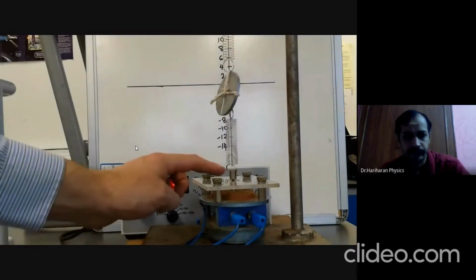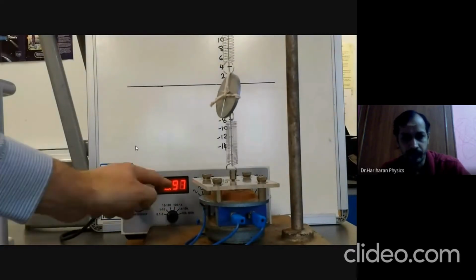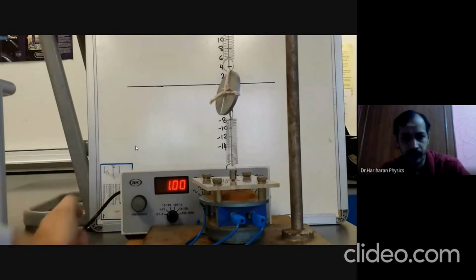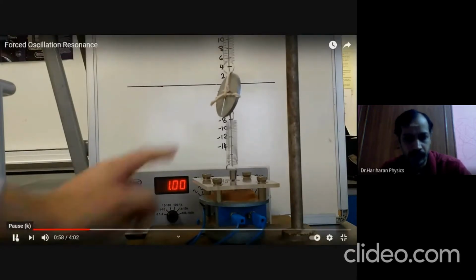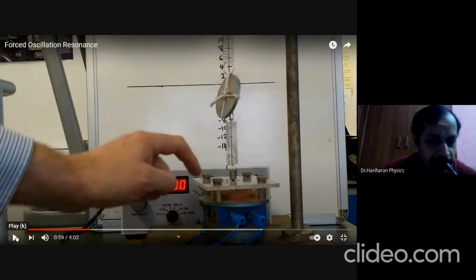Now let's see what happens if we dial down the frequency. We're now going at 1 hertz, well, nearly a hertz there. If the frequency of the signal generator, that is the external force, happens to be 1 hertz, you see that it just simply vibrates, or almost nil. Then from here, if you increase the frequency, what will happen to its vibration? So let us observe that.